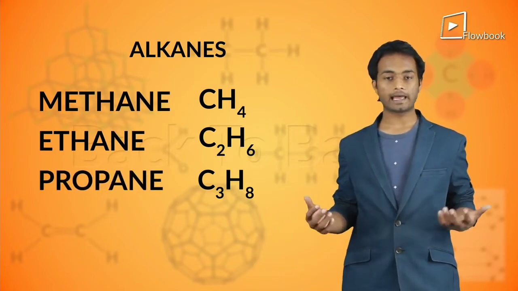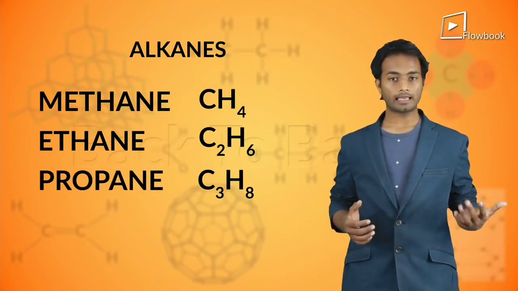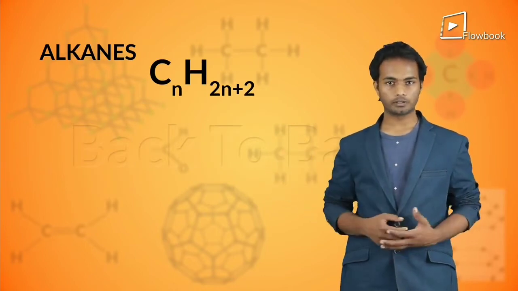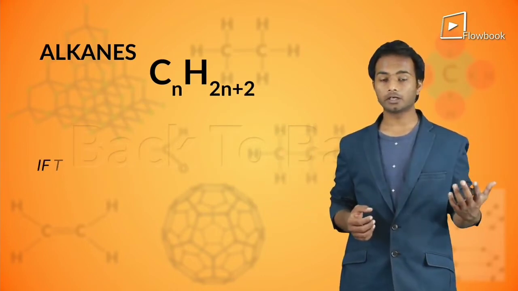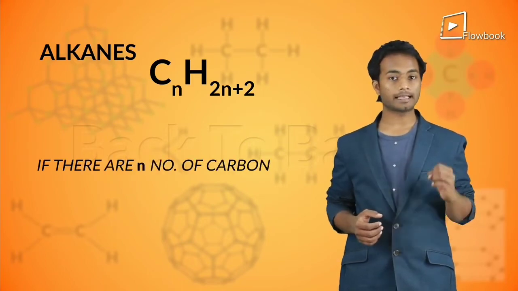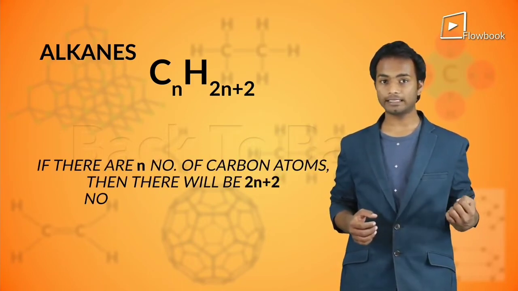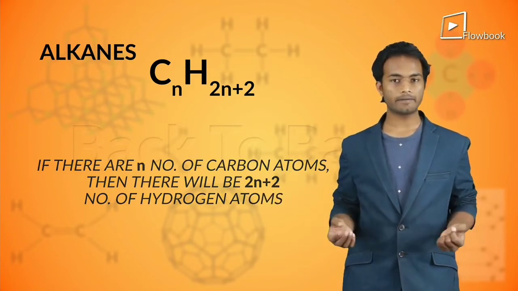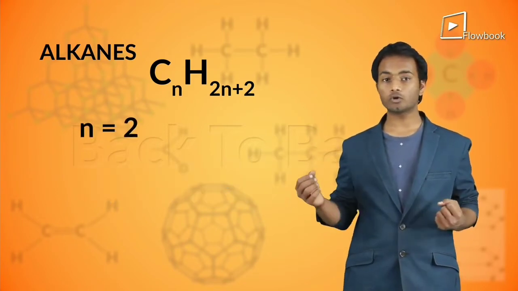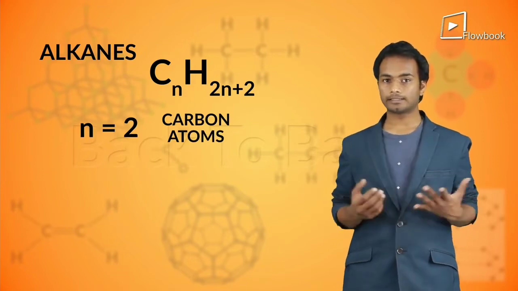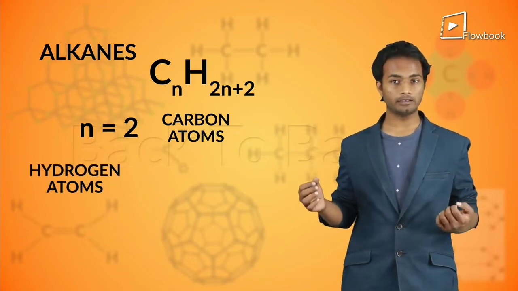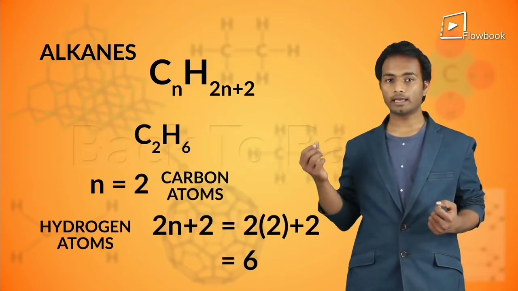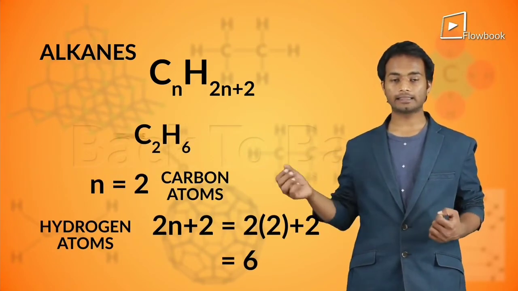These alkanes have a general formula, and that is CnH2n+2. That means if there are n number of carbon atoms, then that alkane compound will definitely have 2n+2 number of hydrogen atoms. Say n is equal to 2. There are 2 carbon atoms in the alkane. Then the number of hydrogens would be 2n+2, which is 6. So we have C2H6, which is nothing but ethane.